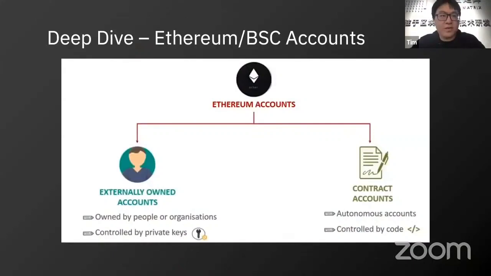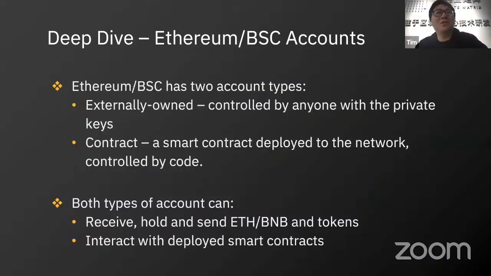Okay, so let's go to the next part, which is the account system of Ethereum and BSC. The first thing I want to talk about is that there are two different types of accounts. The first one is the externally owned account type. It's basically controlled by anyone with a private key. For example, if I'm a user and I want to join BSC, I just need to create a private key, and then I can join it. That's very cool, and it's a generally public network that everybody can join.